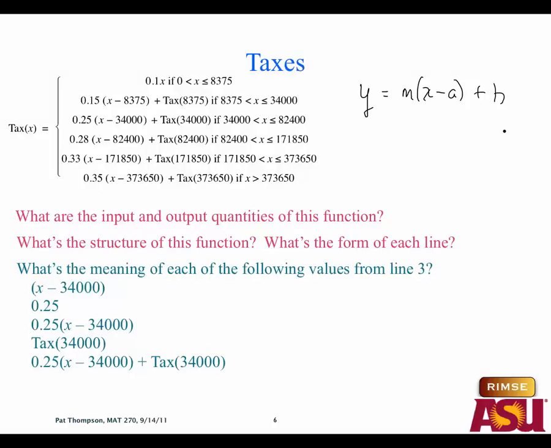Okay, so I want you to take a minute or two and decipher. I'm looking at line 3 there, starting with 0.25. What's the meaning of each of the following values from line 3? Go. In terms of the tax situation, so in context.